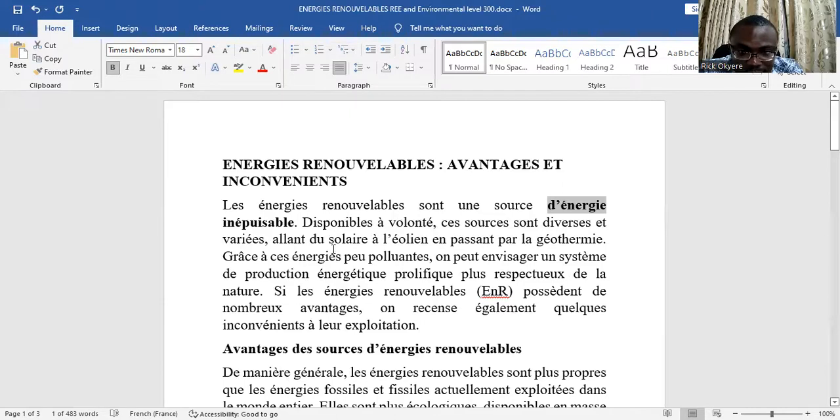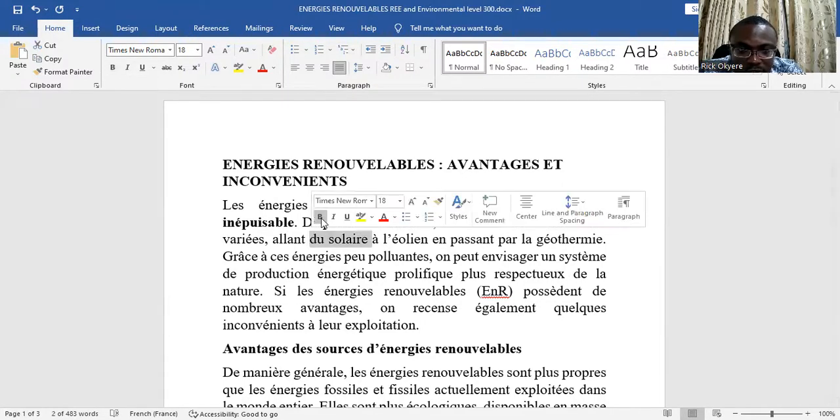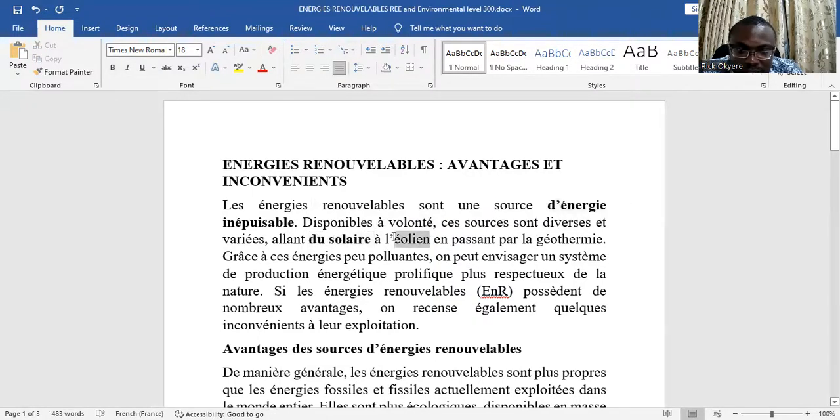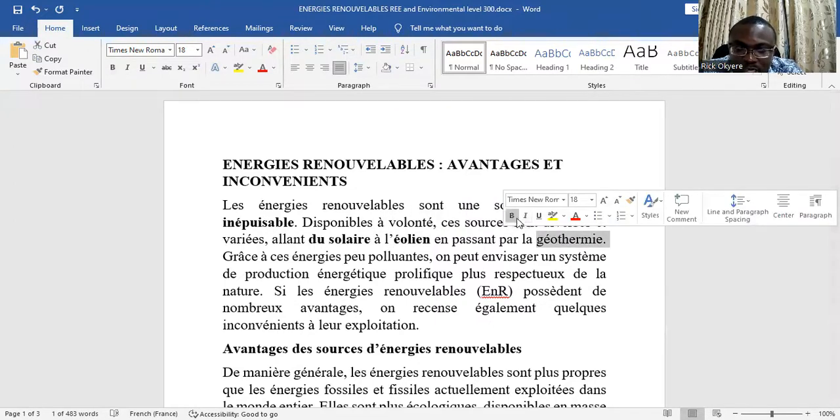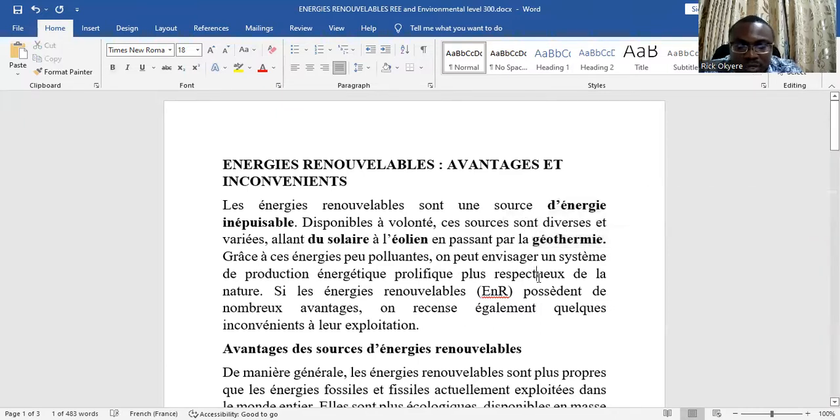The solar energy is one. L'énergie solaire is one. L'énergie éolienne is another one. L'énergie géothermique is another one. So these are all sources of renewable energy that we can have. Okay. So grâce à ces énergies, thanks to these energies, peu polluantes. So we say these energies are peu polluantes because they exude less pollution.